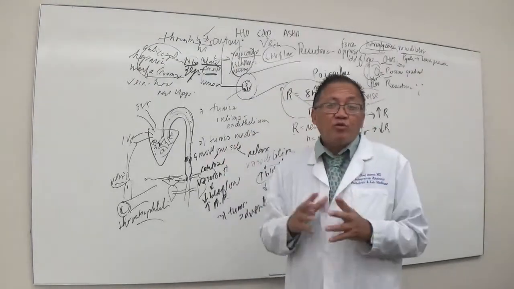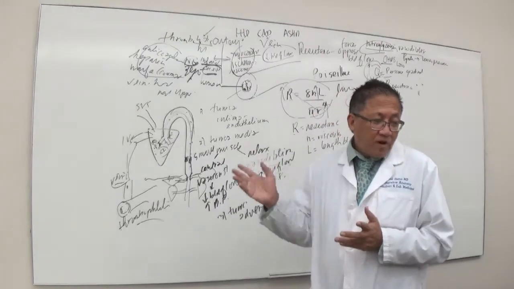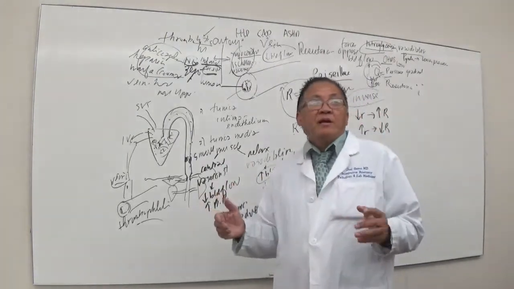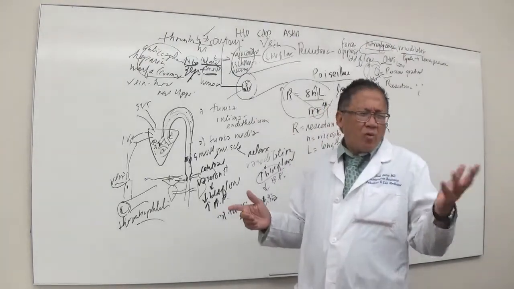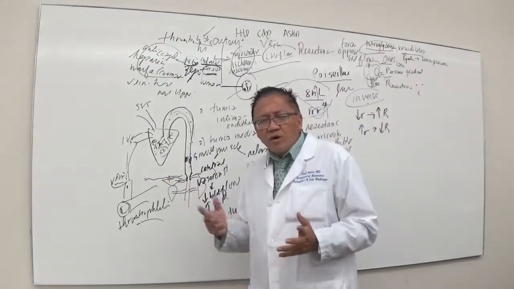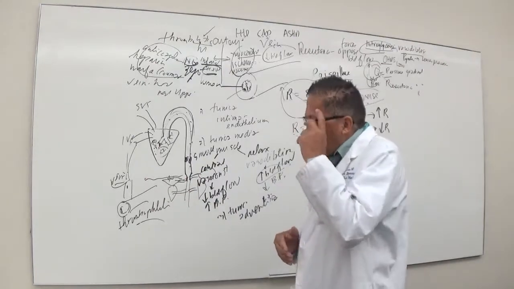So if you plan to go to Europe or faraway places where the plane ride is long, going to the East Coast, 5-6 hours is probably okay. Let's say you probably would like to walk around, okay? So that is DVT.